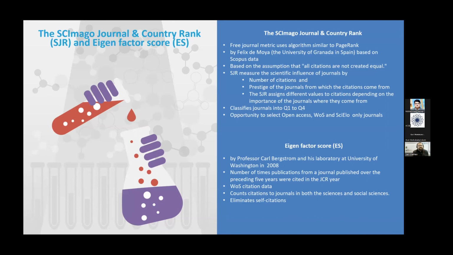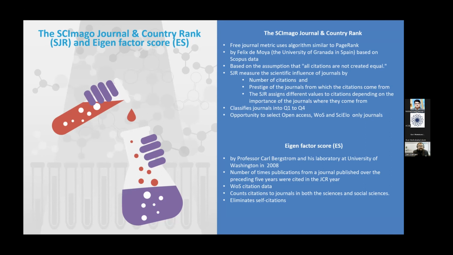And SJR is based on the assumption that not all citations are equal. That means it assigns a weighted average value to the citations depending on the prestige of the journal that it comes from. Again, we need to put that into inverted commas. What is that prestige, how they define it, etc., are still a part of controversy.